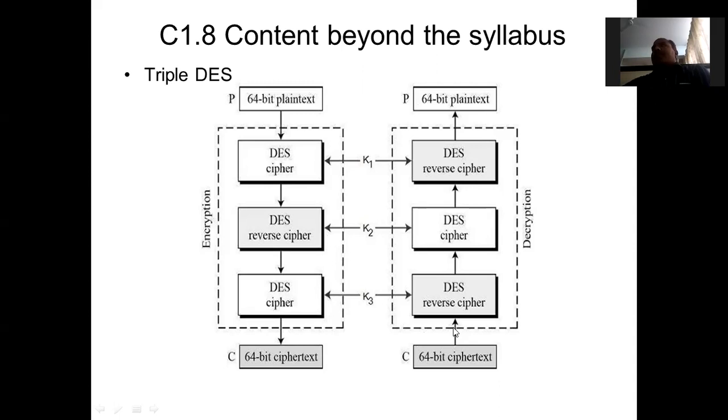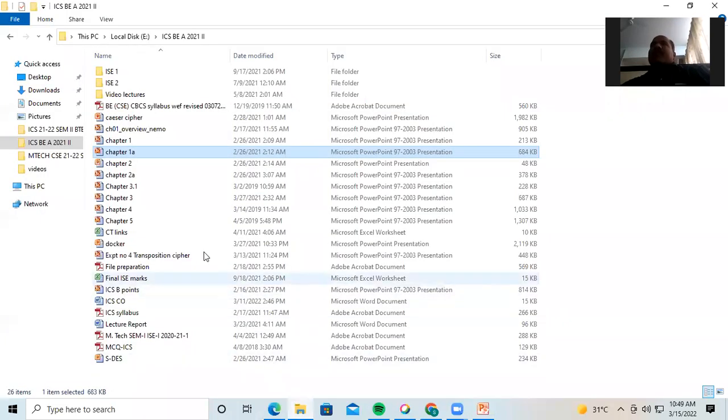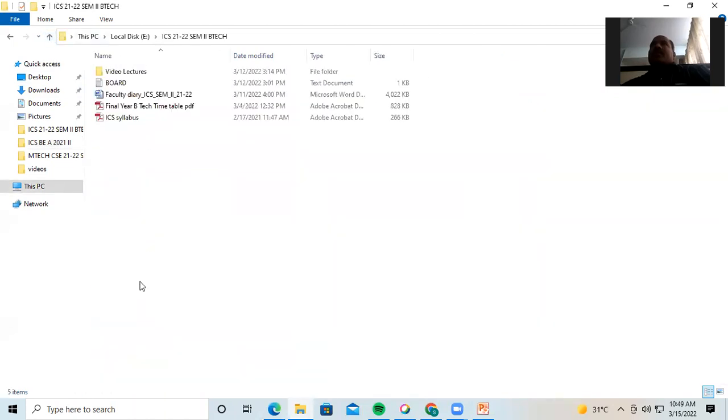Okay, so we'll see what is the triple DES key algorithm again in detail in the second chapter here. Just you take this content beyond the syllabus. Okay, so in this way we have completed the first chapter here. So just you can observe, what is the syllabus of this one? Each and every point I think we have covered from this chapter.